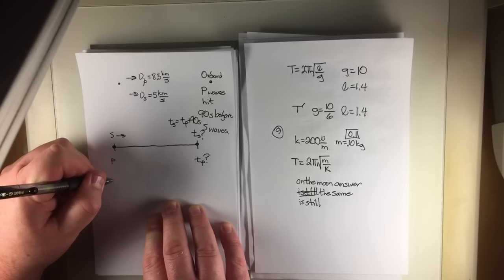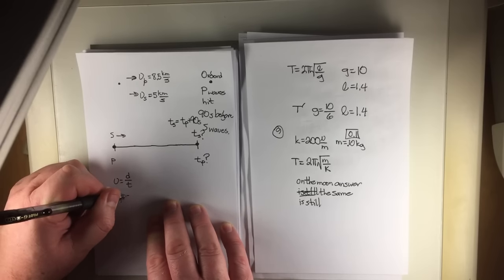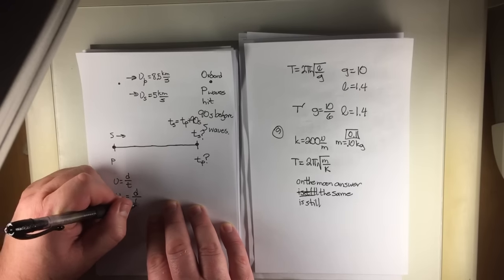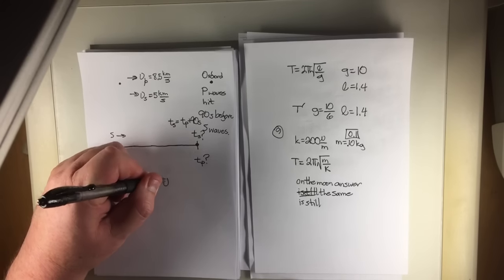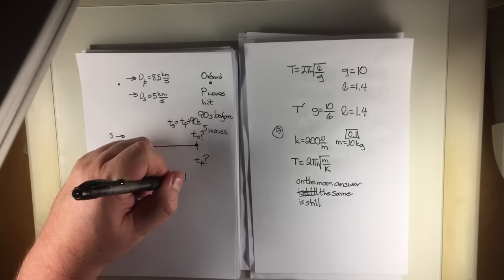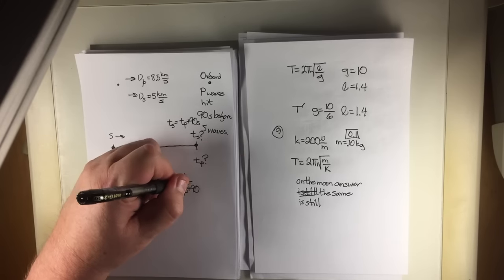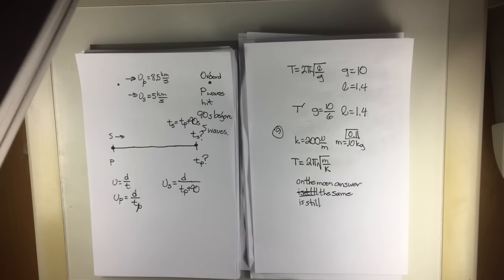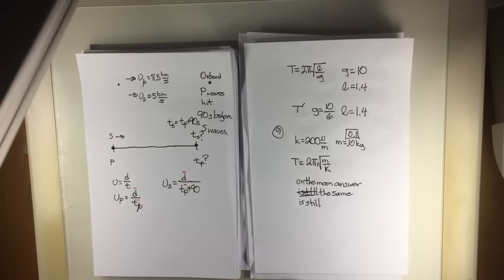So let's look at each of these waves. Velocity is distance over time. The velocity of the P wave is the distance divided by the time of the P wave. The velocity of the S wave is equal to the distance divided by the time of the P wave plus 90 seconds. Looking at this, I don't know my distance and I don't know my time of P. But I do know the two velocities of the S and the P wave, and I know the time difference. It's a two equation, two unknown problem.